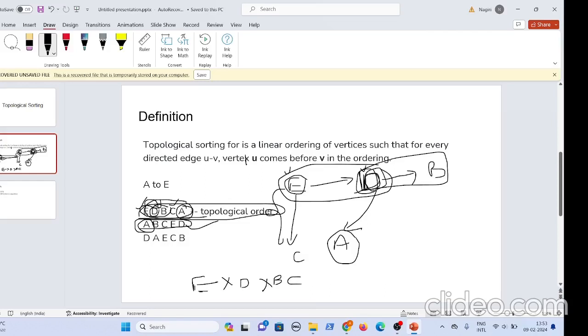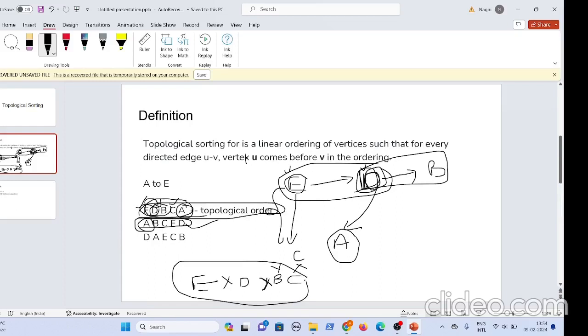And A should come after D, right? After D, it can be here, it can be here, it can be here. So when you are fetching a topological ordering, you cannot get a unique topological order. It might be possible that you have multiple topological orders. But it should follow the order, like who should come first and who should come next, that order should be followed.